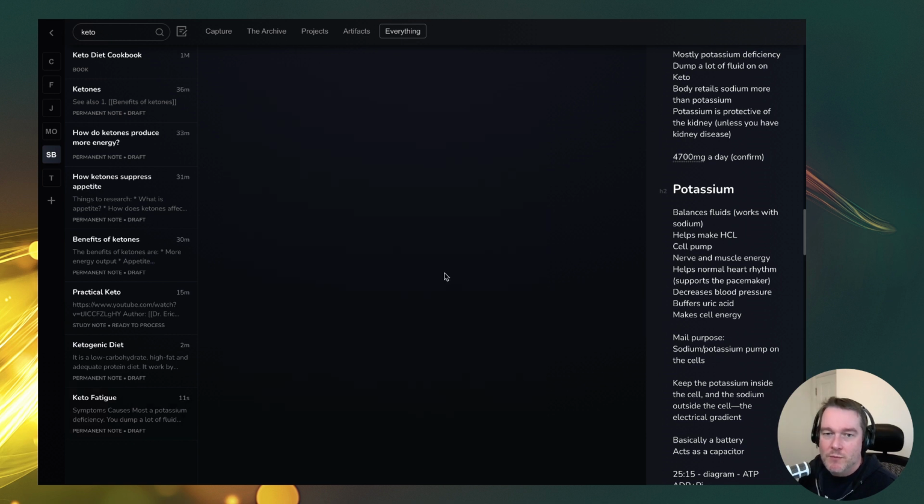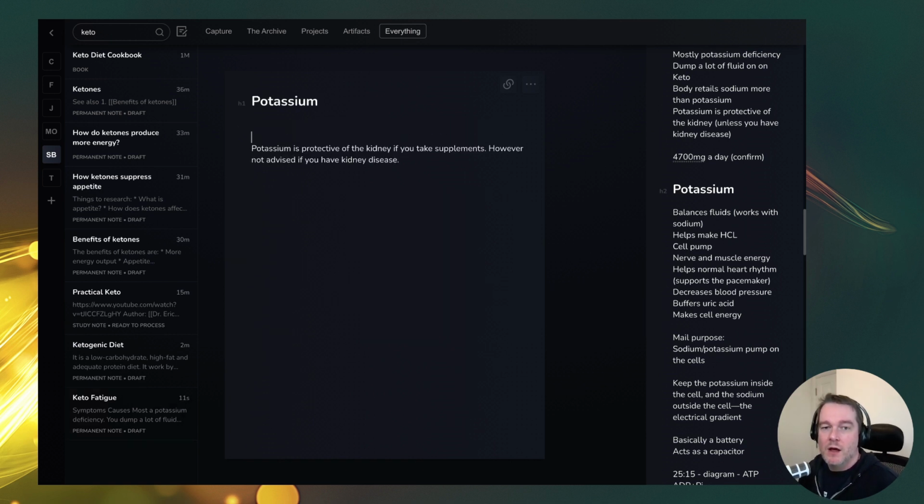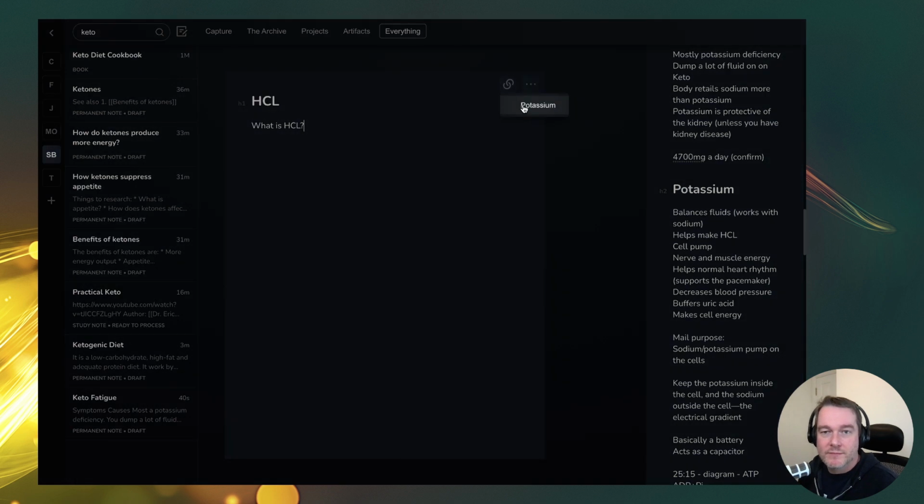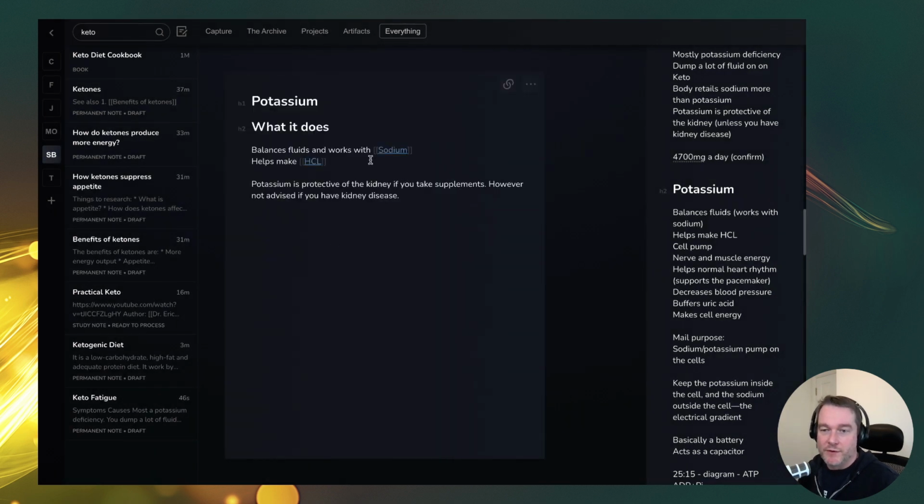All right, so we've got more details on potassium here. What it does: it balances fluids and works with sodium. Okay, helps make HCl. I don't know what HCl is. What is HCl? Probably means something if you're familiar with that.